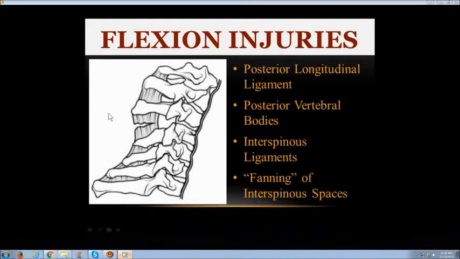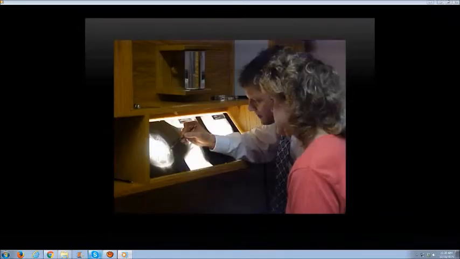Flexion injuries right here. Okay, flexion injuries, we're going to see the tearing of the interspinous, supraspinous ligaments here, and we can even see, of course, some compression in the front. And the bonus section, which is called the X-ray mini report, and how we do this and the proper way to do that.